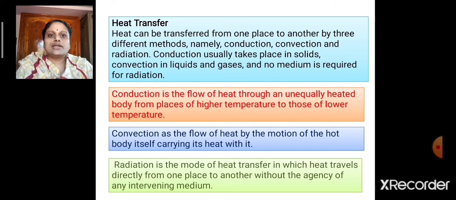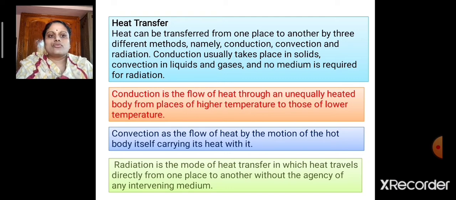Now let us briefly discuss heat transfer. Heat can be transferred by different modes, namely conduction, convection and radiation. Conduction usually takes place in solids, convection in liquids and gases, and no medium is required for radiation. Now let us see briefly what is meant by conduction, convection and radiation.